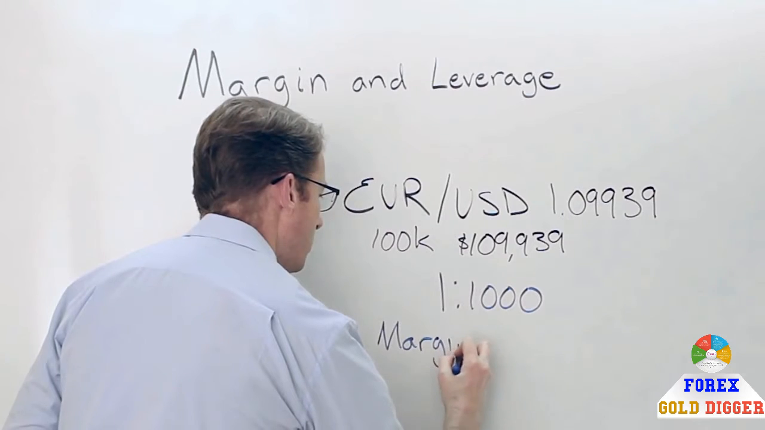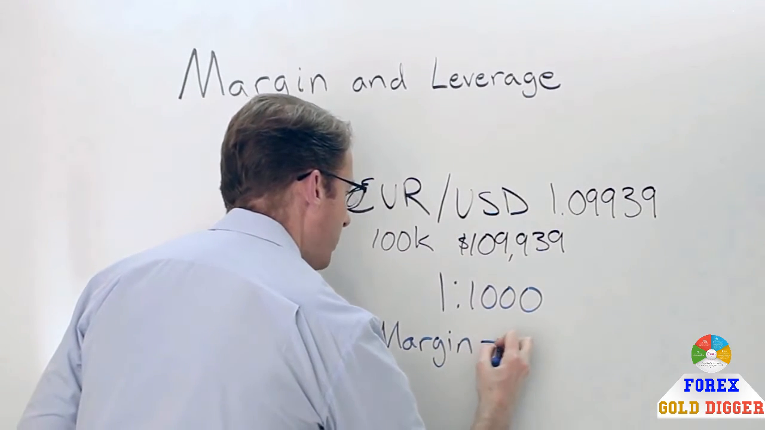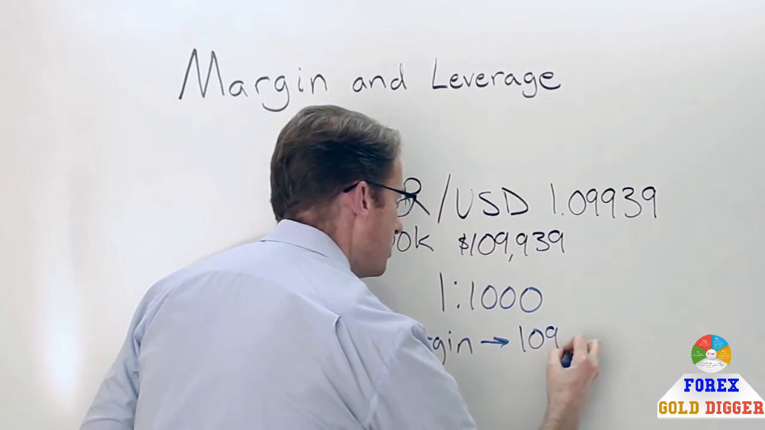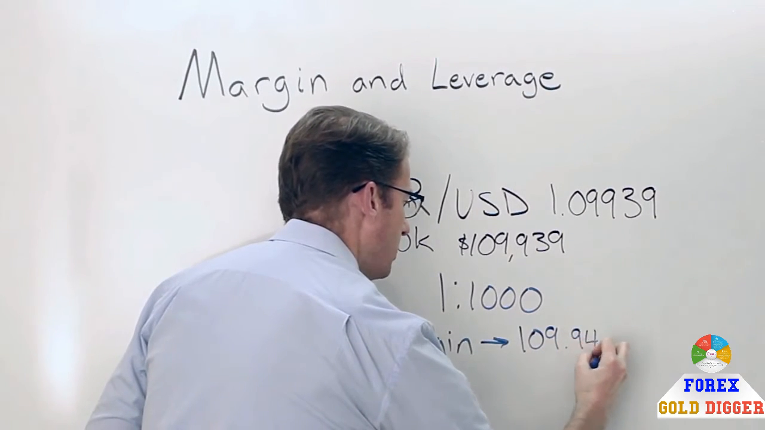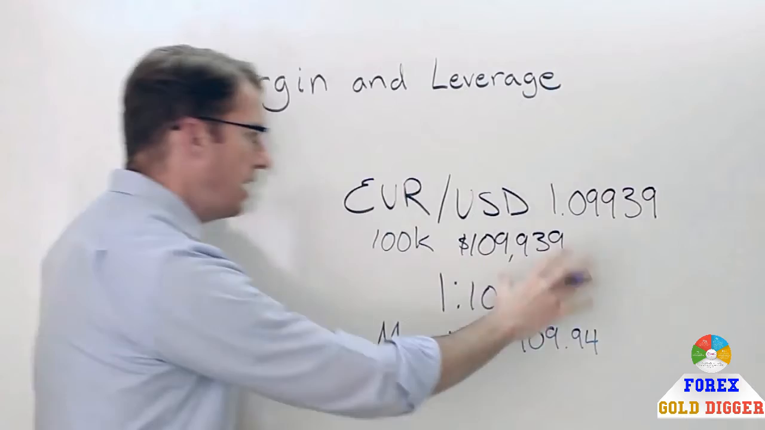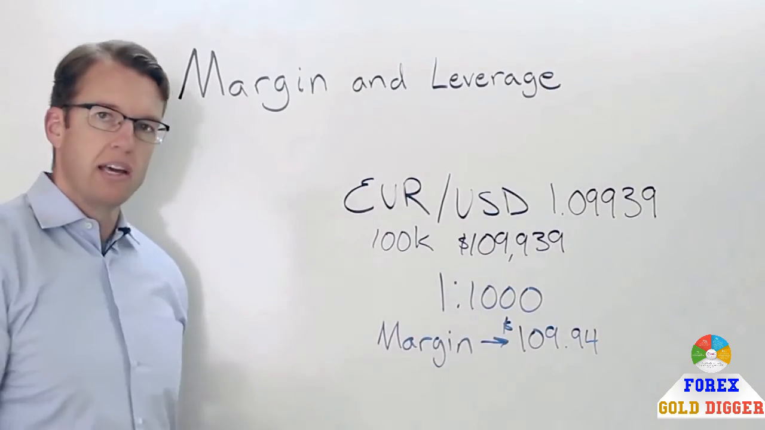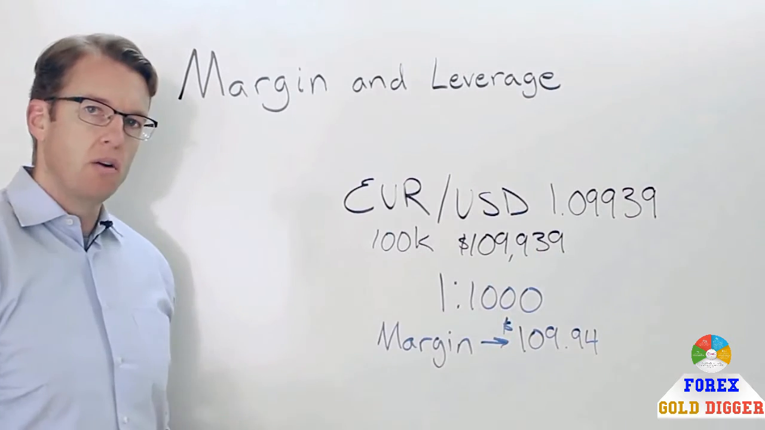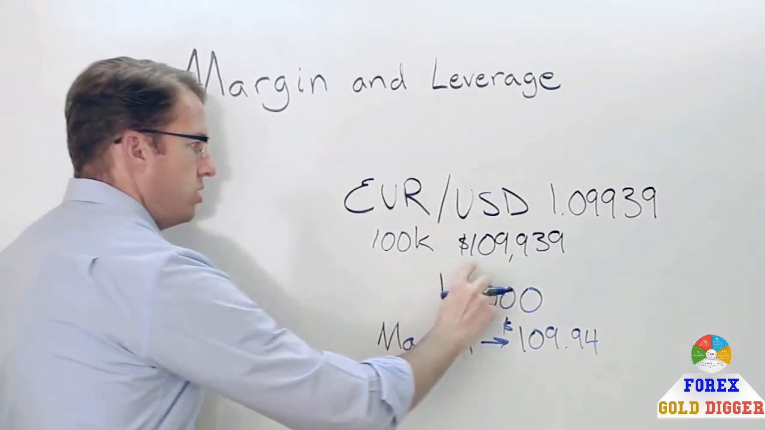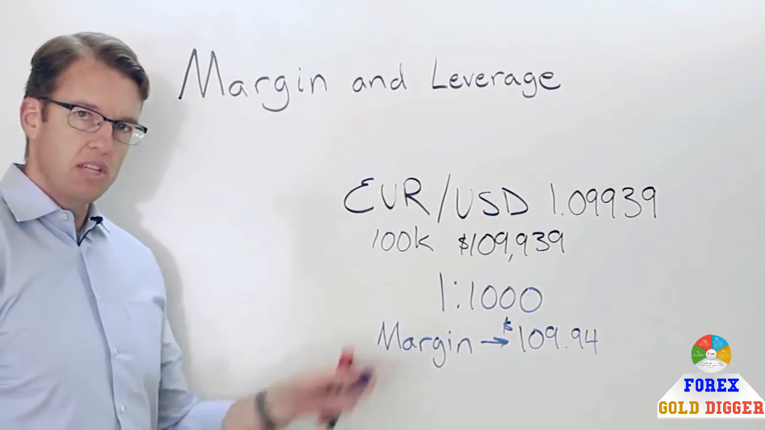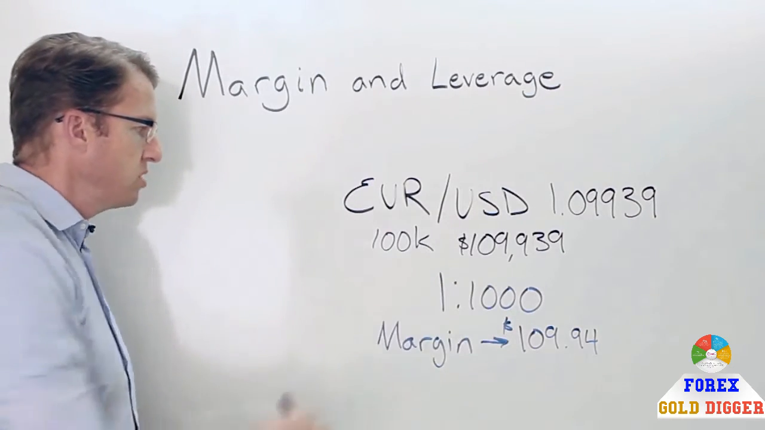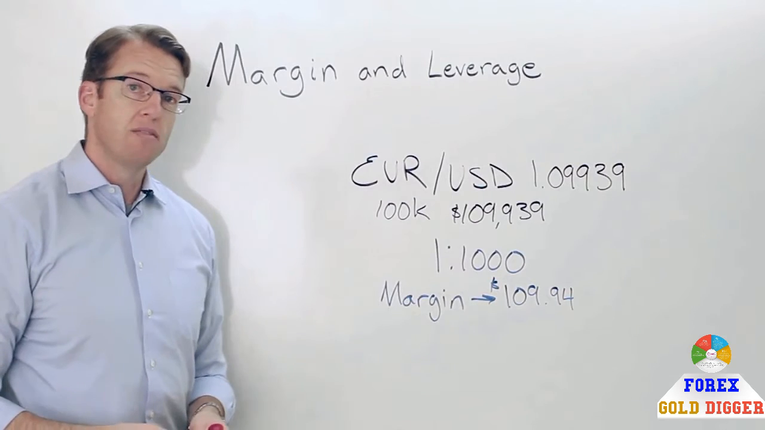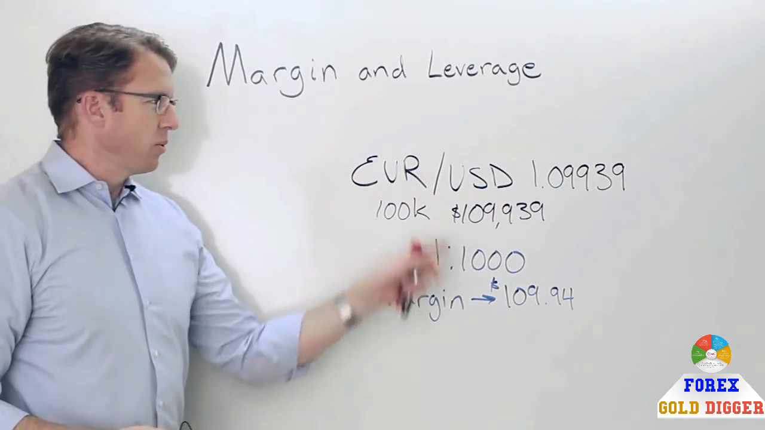So the minimum margin required is going to be $109.94. So this is an easy calculation for us to walk through and to say, okay, assuming that my account is denominated in dollars, I have a leverage ratio here of 1 to 1,000. I know what the notional value is in this particular lot or position that I want to hold open. So what's my margin requirement here? So one is really a function of the other. Now this is a pretty straightforward example.